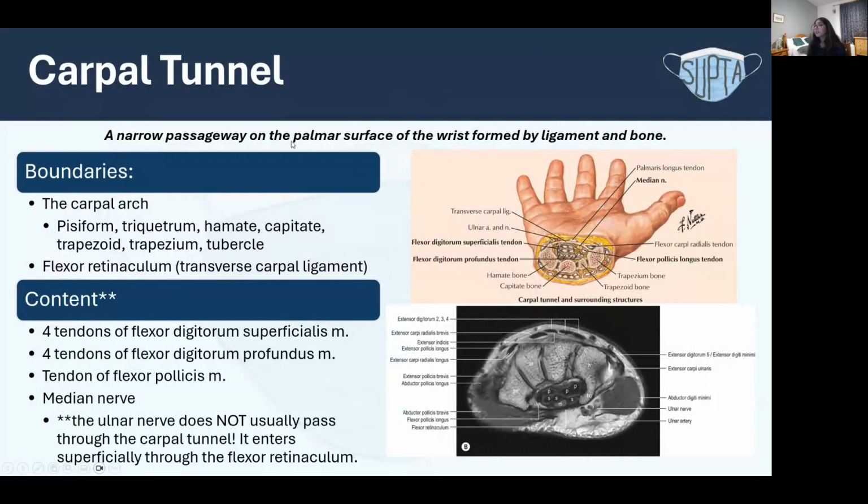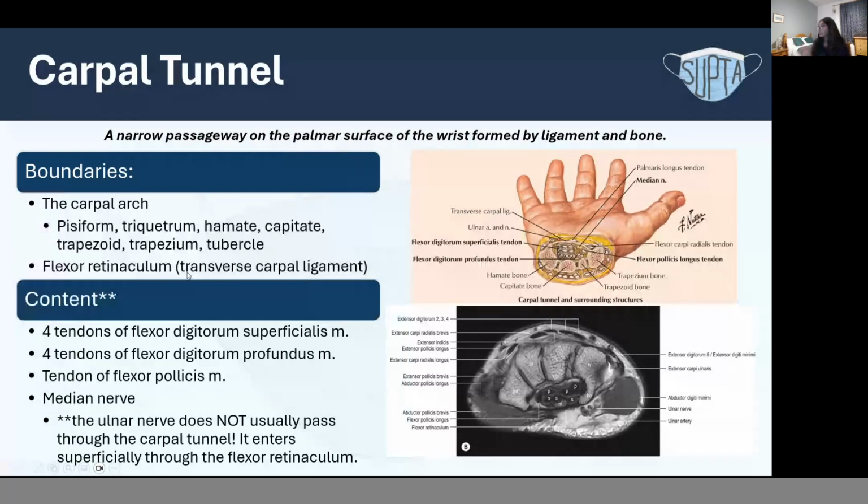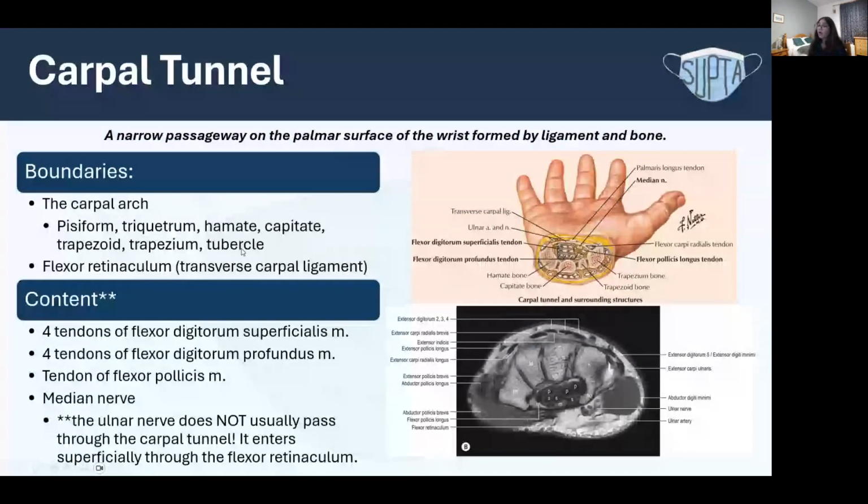The boundaries of the carpal tunnel are basically your carpal bones: pisiform, triquetrum, hamate, capitate, trapezoid, trapezium, tubercle. They form like an arc there, like a tunnel kind of thing. And finally, on the top, it's covered by a sheet called the flexor retinaculum or transverse carpal ligament. This bit here, flexor retinaculum. You have a scan here as well.